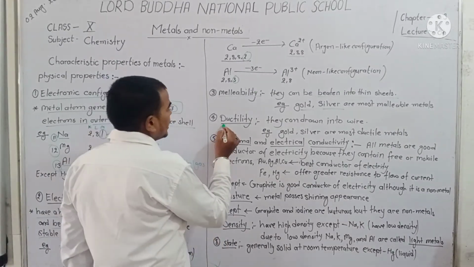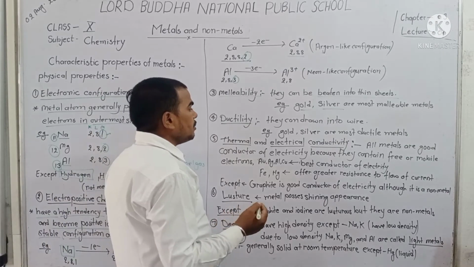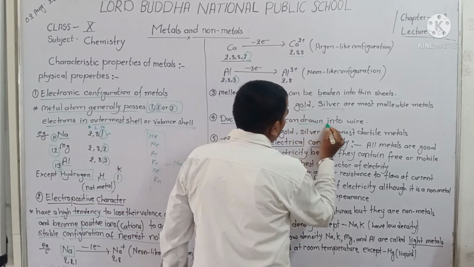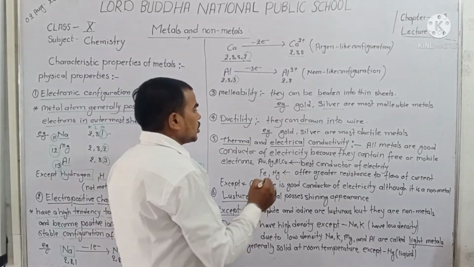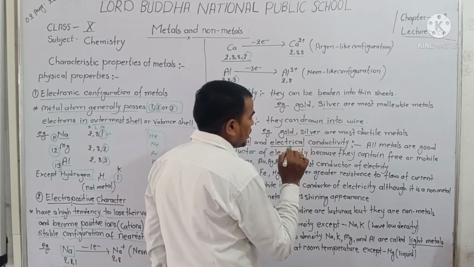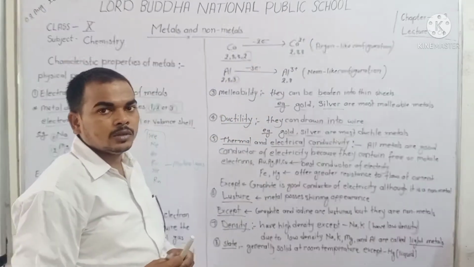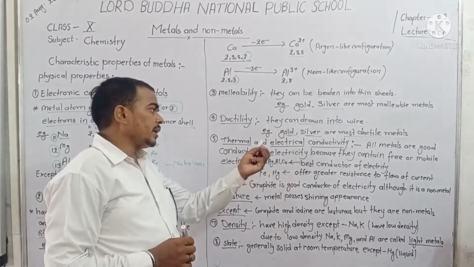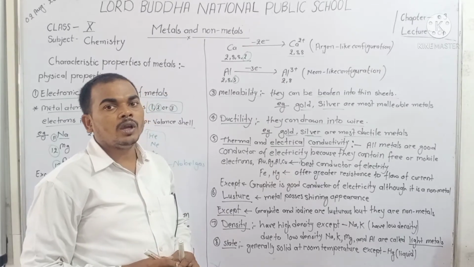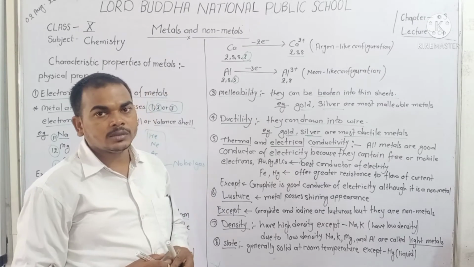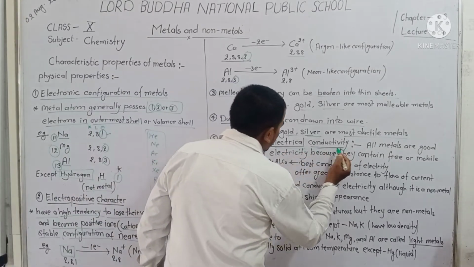Now discuss ductility. Ductility is a property of metals. Ductility means metal can be drawn into wire, like gold and silver. Students, always remember gold and silver are the most ductile metals, because from their smallest masses we can draw very long wires. Okay. Now discuss thermal and electrical conductivity.